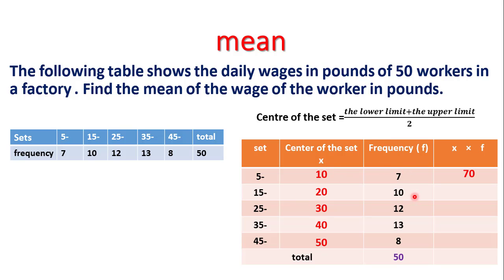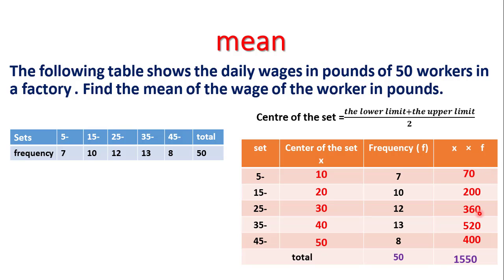10 times 7 is 70. Then 20 times 10 is 200. 30 times 12 is 360. 40 times 13 is 520, and finally 50 times 2 is 100. Then I'll calculate the total. This is the summation of XF.